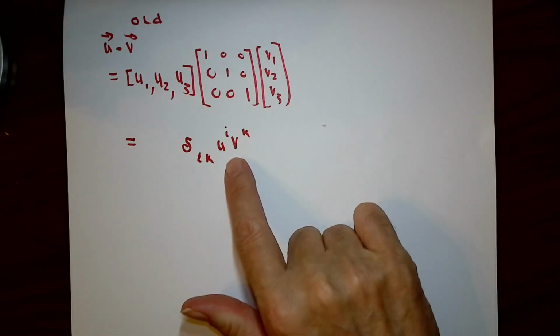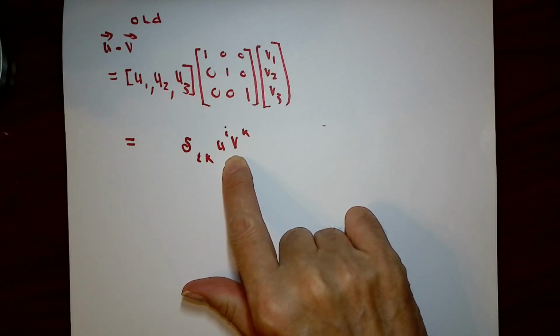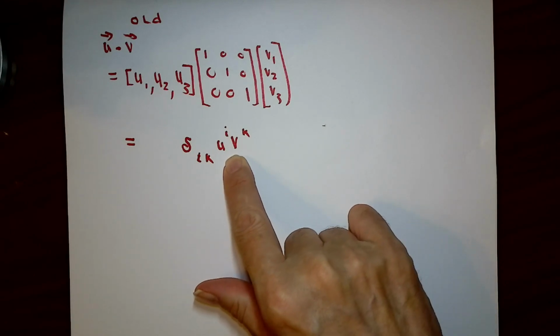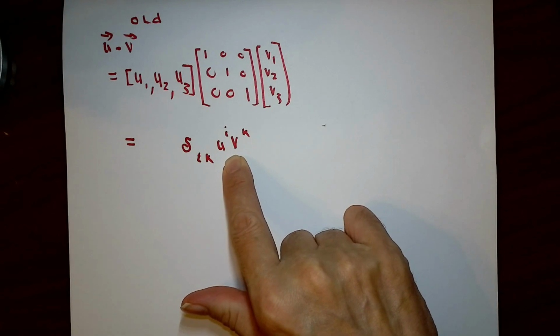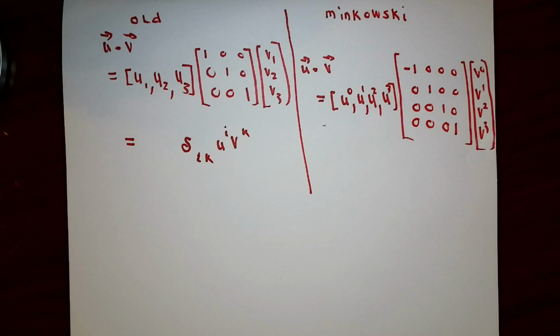So this would be u1 v1 plus u2 v2 plus u3 v3. This is a different way of writing down the dot product. If you multiply it out, it turns out that the Minkowski dot product can be thought of this way.